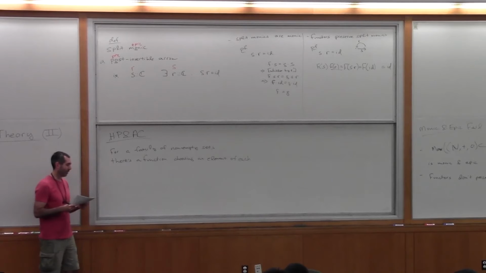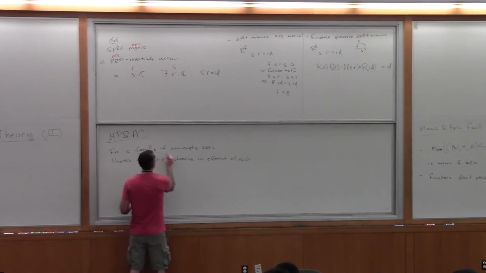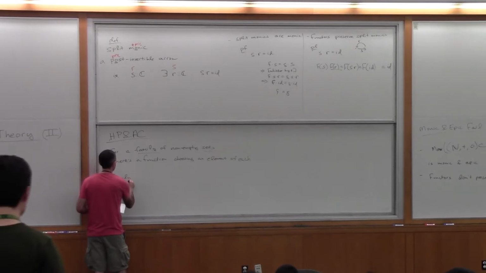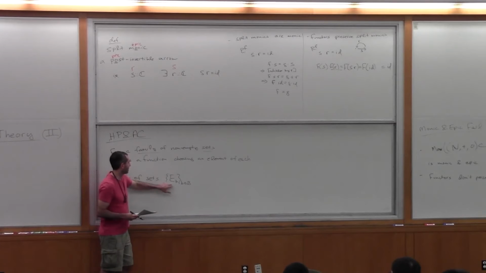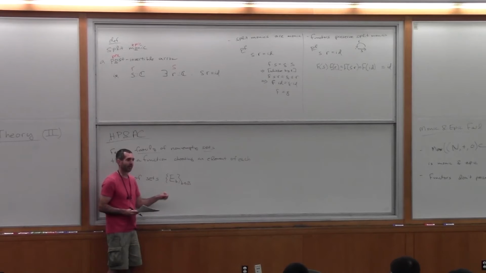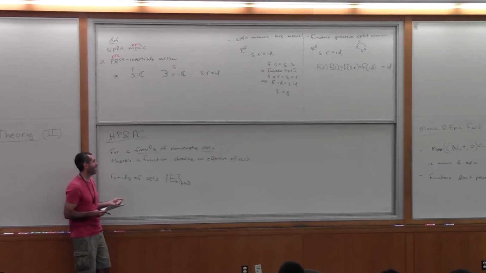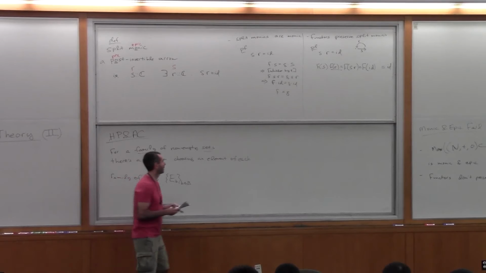So the first thing I want to tell you about is, let's talk about what a family of sets is. A family of sets E sub B, where B is in B, say, is a collection of sets like this indexed by another set. Okay, so it's a set indexed collection of sets. So what I want to show you now is that a family of sets is really just the same thing as an ordinary function. Okay, so let me explain that.